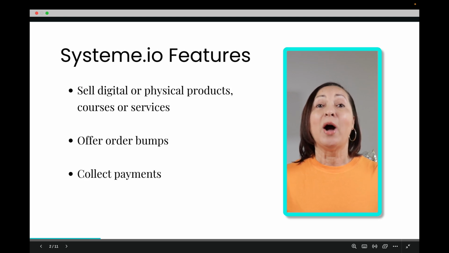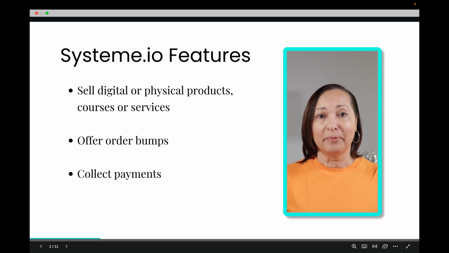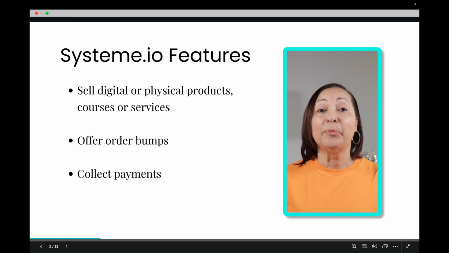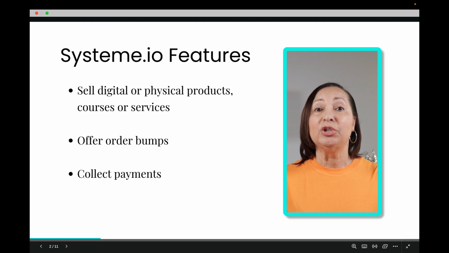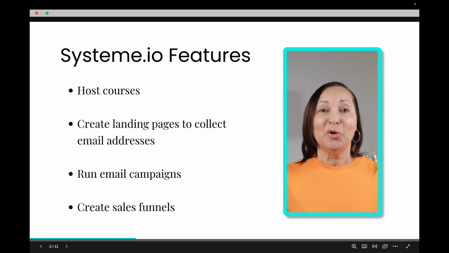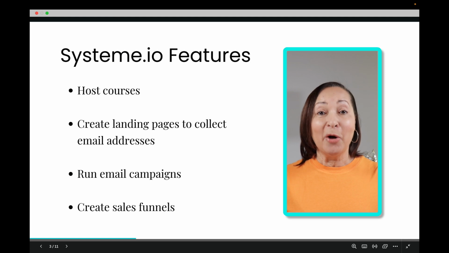Additionally, systeme.io allows you to sell not only digital products, but also physical products, courses, and even services using their platform. The next thing to know is it also allows you to offer order bumps, which will increase your cart value, and you can collect payments using their system connected to one of the payment gateways, which I'll suggest in just a few moments. You can also host courses and create landing pages which will allow you to collect email addresses for your customers when you offer them a lead magnet. You can run email campaigns, and finally, you can create sales funnels.